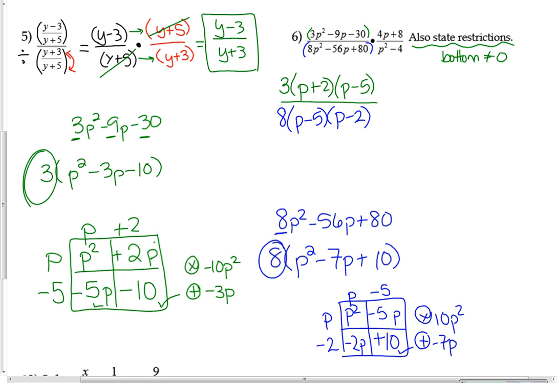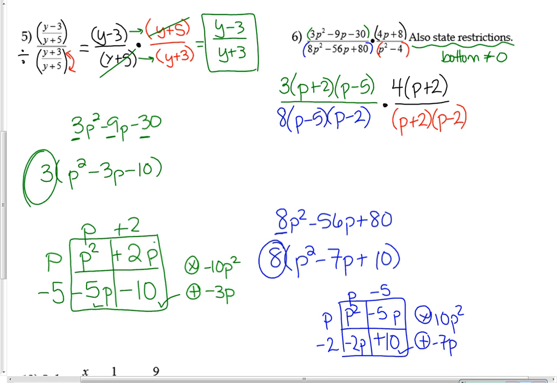Now I'm into my second fraction, which is at least a little easier. Factoring the top, I have 4 as a GCF. If I factor that out, it gives me p plus 2. And then my last denominator right here was p squared minus 4. I should recognize that's a difference of squares, so that's going to factor into p plus 2 times p minus 2.